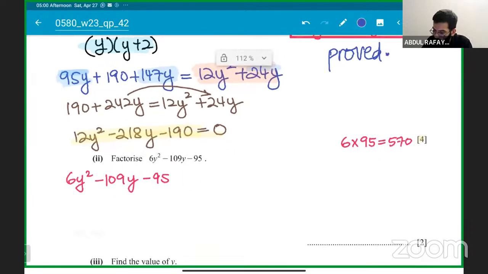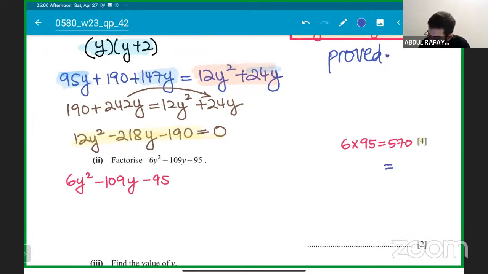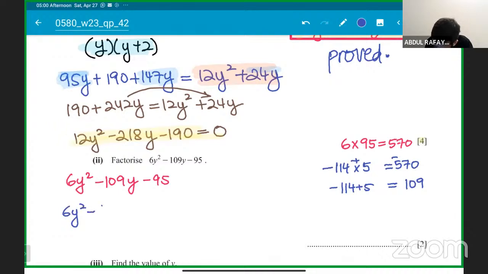Follow very carefully. So 6 times 95 is 570, and you can say 114 times 5 is also 570. So 114 times 5 is 570. And that will also give us 109 when we do minus plus, and minus plus is always minus. So it will be 6y square minus 114y plus 5y minus 95.